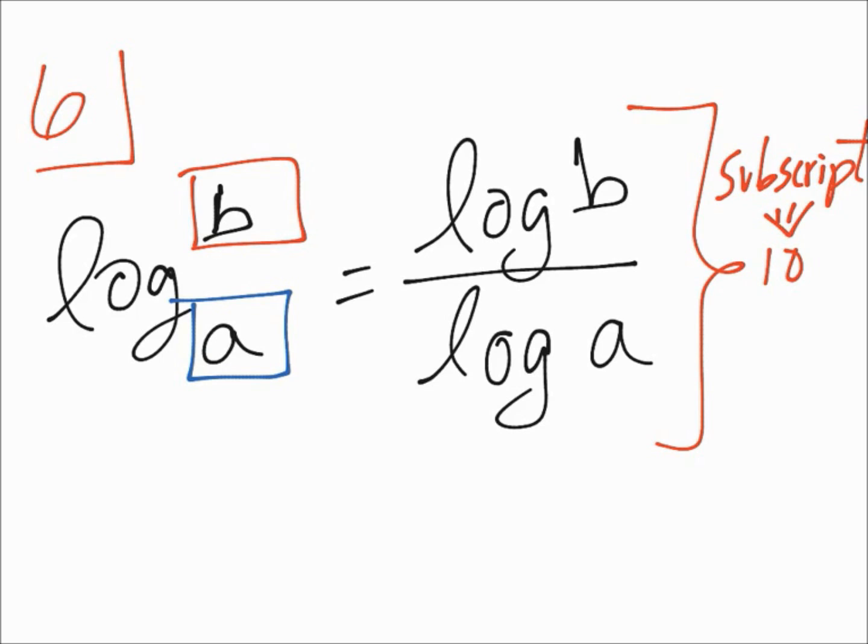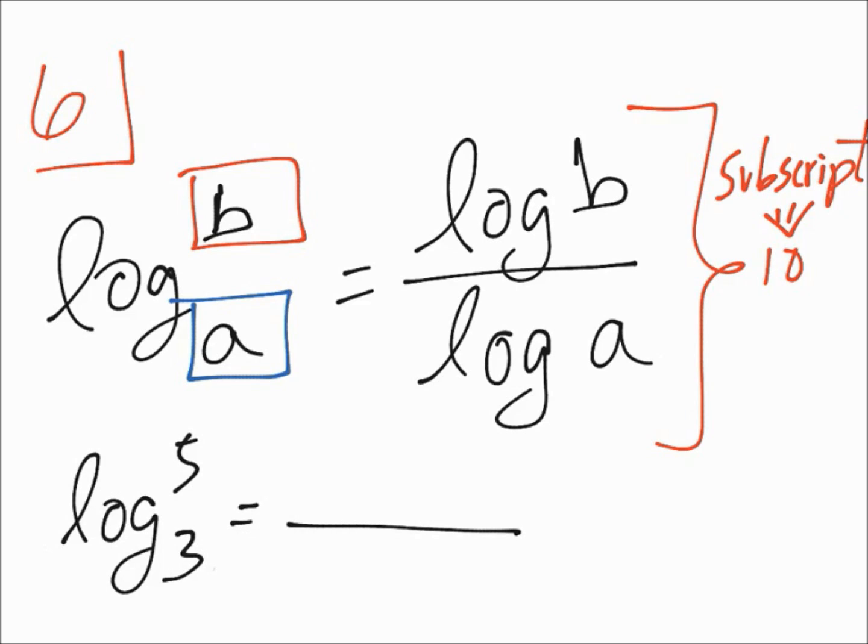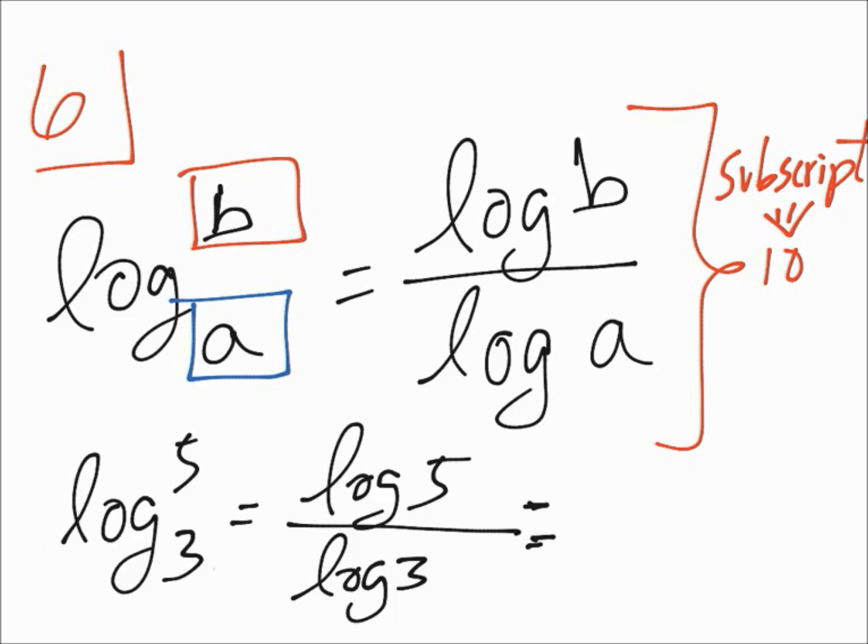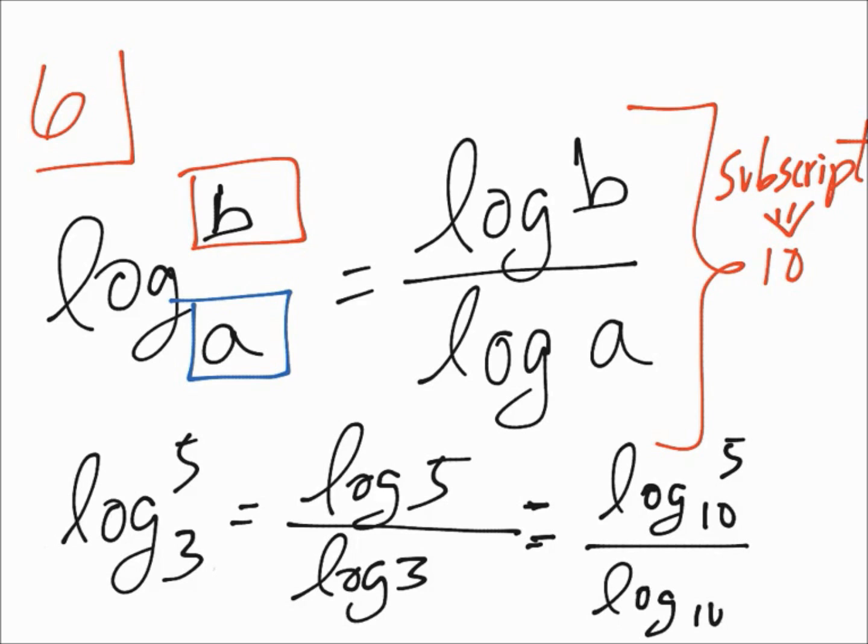Let's say we have the logarithm with base, let's say 3 of 5. I'm just making up numbers, so that'll be equal to the logarithm of 5 over the logarithm of 3. Or, in other words, it's logarithm base 10 of 5 over logarithm base 10 of 3.